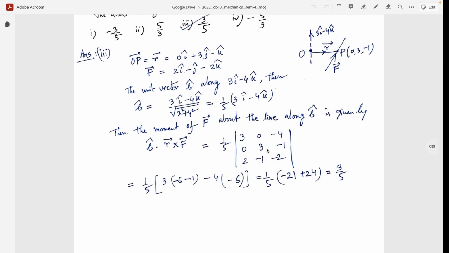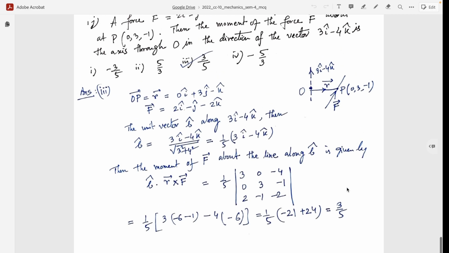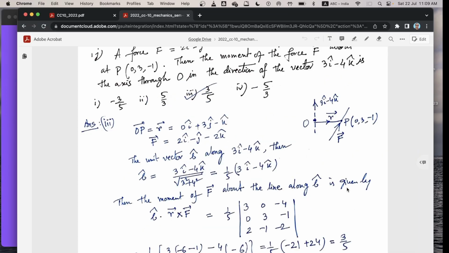Then the moment of F about the line along b cap is given by b cap dot r cross F vector. So the 1 by 5 is common, the components of b cap are 3, 0, minus 4, the r vector is 0, 3, minus 1, and the F vector is 2, minus 1, minus 2. After simplification, we get 3 by 5 as the answer.